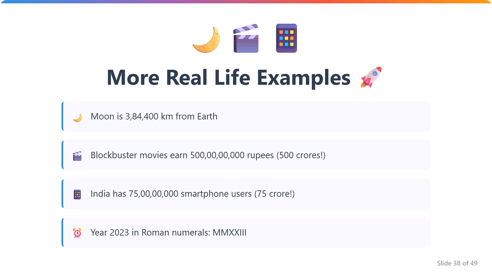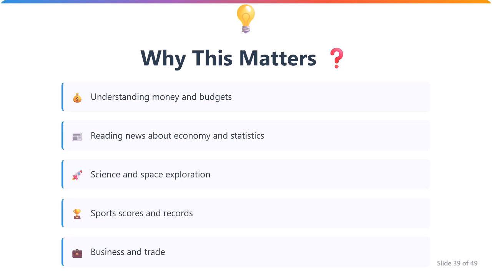Blockbuster movies earn 500 crore rupees. India has 75 crore smartphone users. The year 2023 in Roman numerals is MMXXIII. Why does this matter? It's essential for understanding money and budgets, reading news about economy and statistics, science and space exploration, sports scores and records, and business and trade.